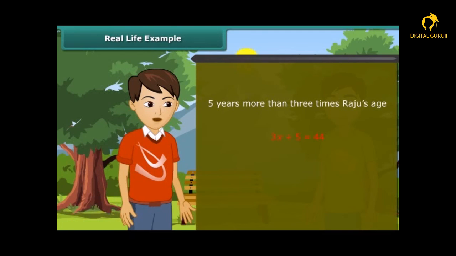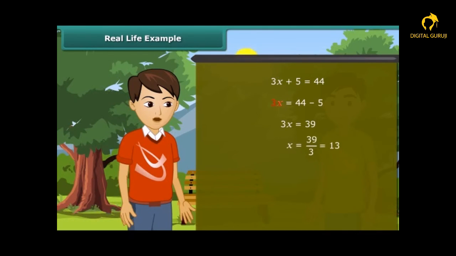Now we will solve this equation. Transposing 5 to right-hand side, we get 3x, which is equal to 39. Transposing 3 to right-hand side, we get x as 13. Hence, Raju's age is 13 years.